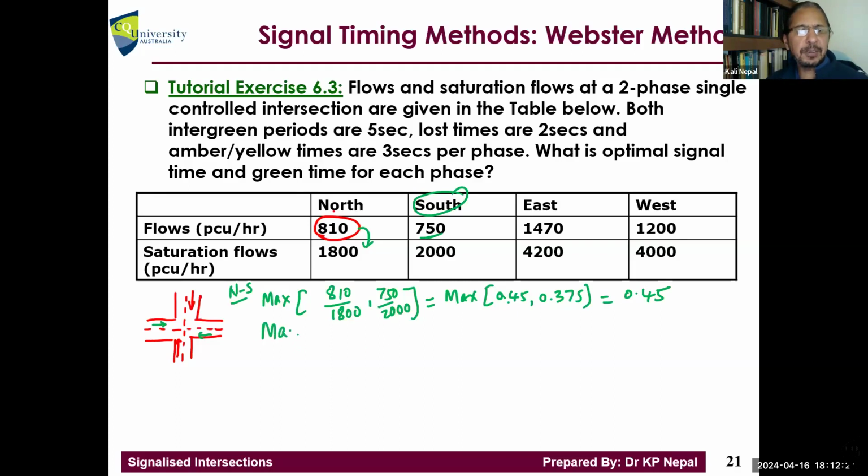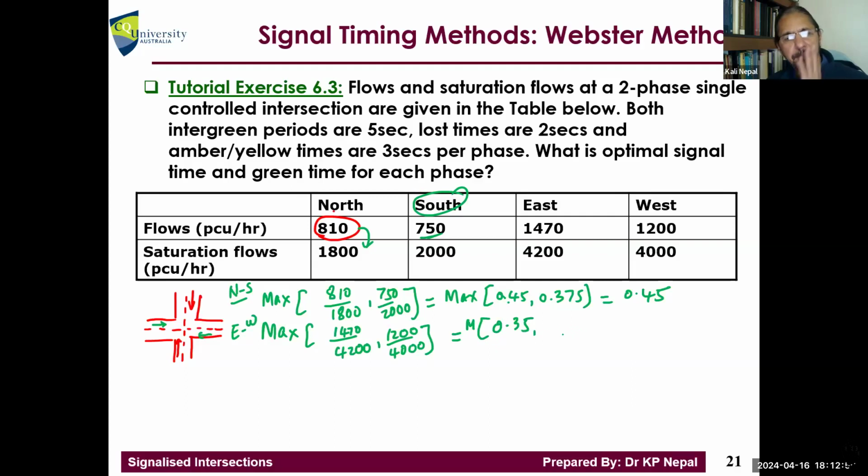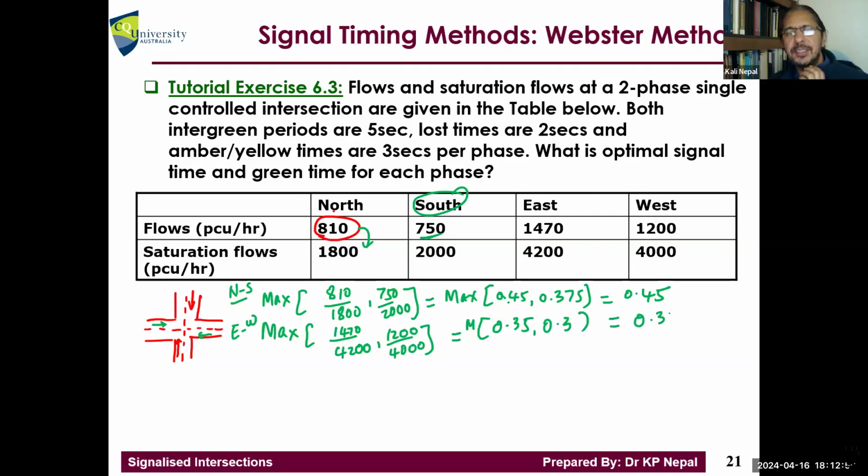Maximum of, let's do the other phase, which is what? East-west. So it's 1470 divided by 4200, and 1200 divided by 4000. How much is that? 0.35. Sorry, maximum of 0.35 and 0.3. So maximum would be what? 0.35. You see, that's the flow ratio, by the way.